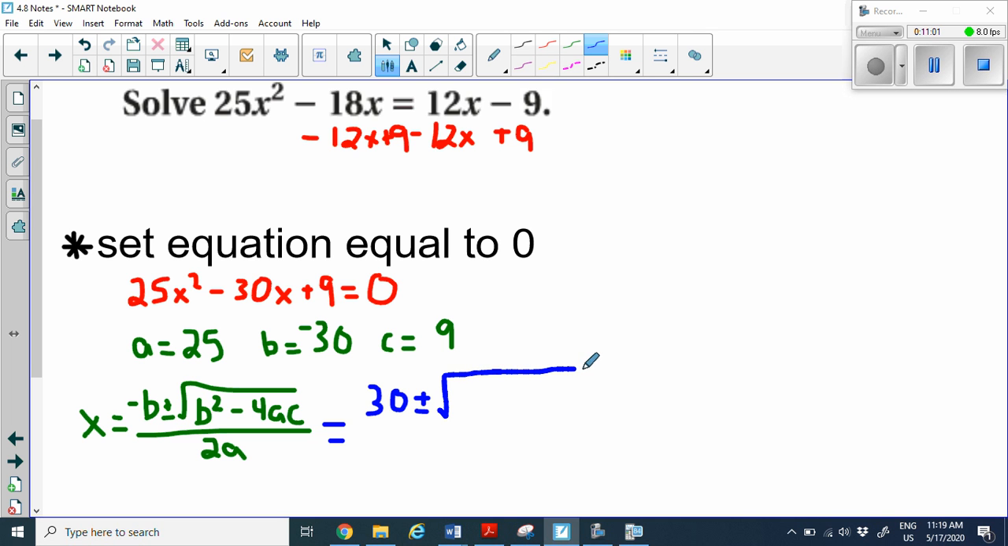Now remember, with the b squared, we need to use parentheses. So I have parentheses negative 30 squared. The reason we have to use parentheses is because if you don't, you're going to get the wrong number. So make sure you have parentheses. Minus 4 times our a value, which is 25, times our c value, which is 9.